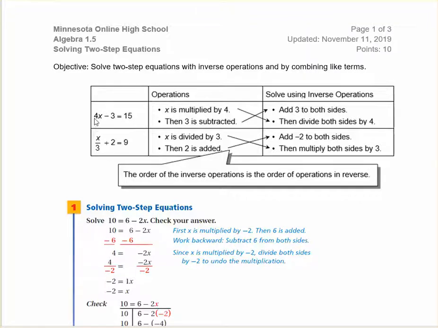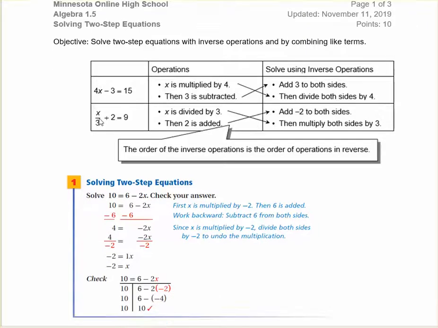the first thing you want to do is think to yourself, okay, what's the variable? Well, in this case it's x. What's being done to the variable? X is being multiplied by 4 and 3 is subtracted. So when you start to do inverse operations, you want to reverse that order. The first thing you want to do is get rid of the minus 3 by adding 3 to both sides. And then you want to undo the multiplied by 4 by dividing both sides by 4. So we do the inverse operations in the opposite order as to what is being done to them in the equation.